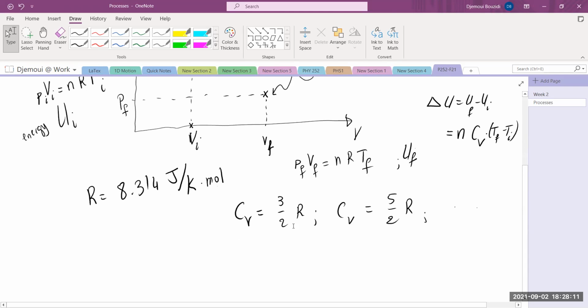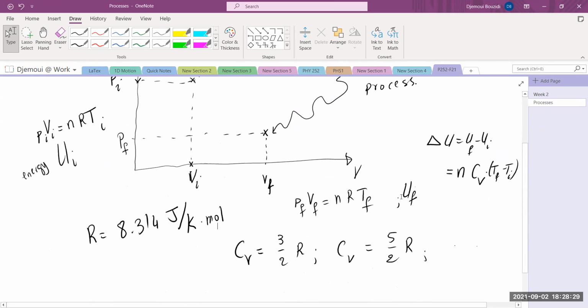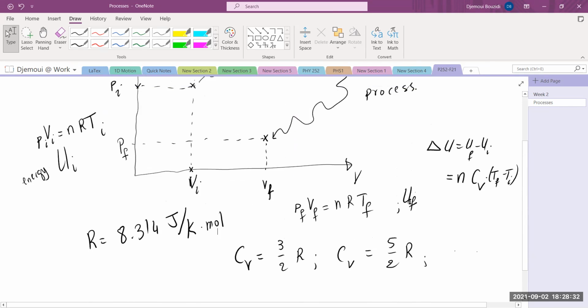Now, this is going to be about 12 joules per Kelvin per mole, and this is going to be 5/2. So you do the math, okay? You do the algebra, about 20 or something like that, okay? You do the algebra for it, and you will find the answers for this one. It doesn't matter. So this is basically what we have seen so far.